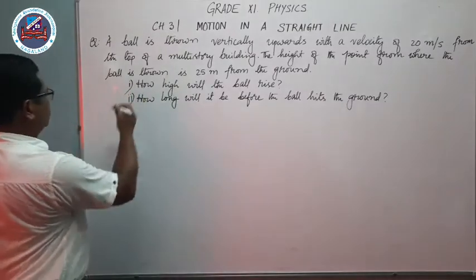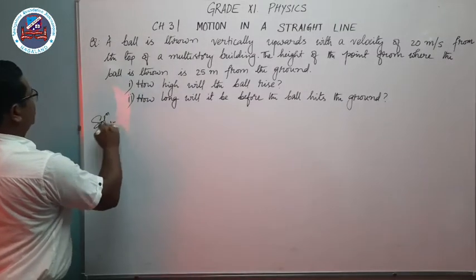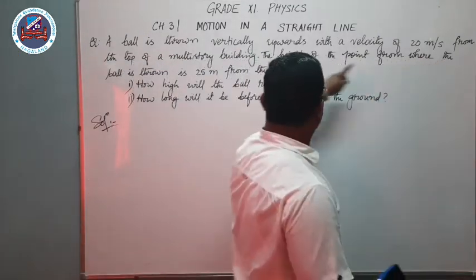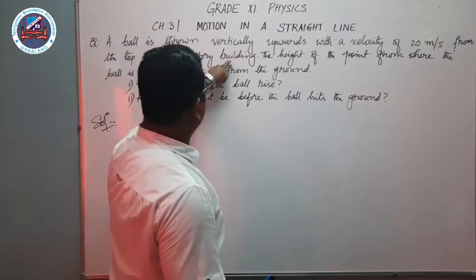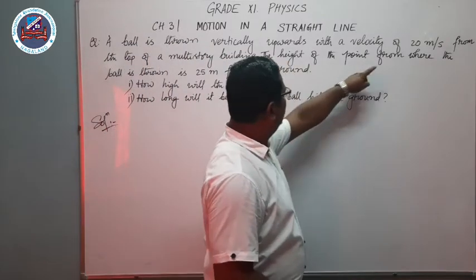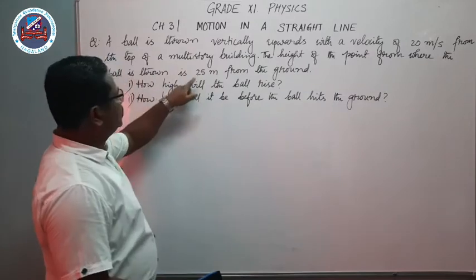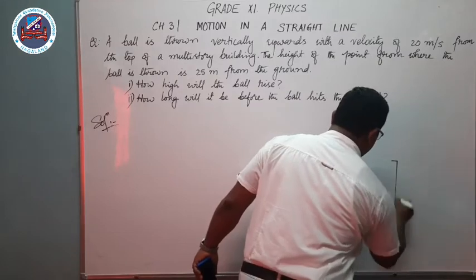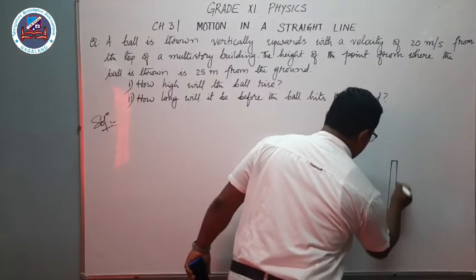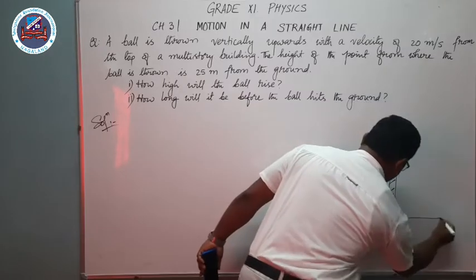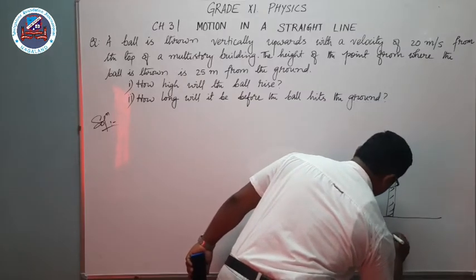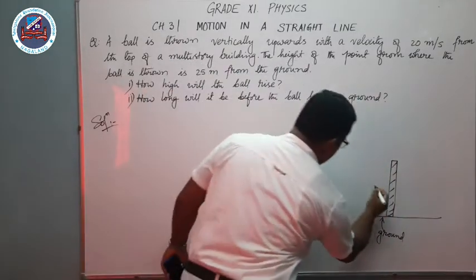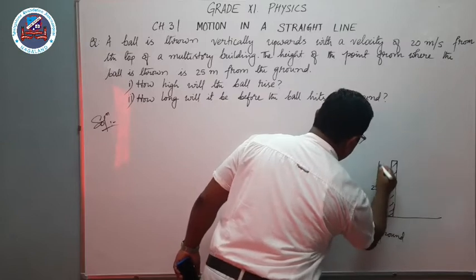Let us solve this question. The question says like this. A ball is thrown vertically upwards with a velocity of 20 meter per second from the top of a multi-story building, and the height of the point from where the ball is thrown is 25 meter. So this is your multi-story building. This is the ground. The height of the building is given as 25 meter. This is the height of the building.